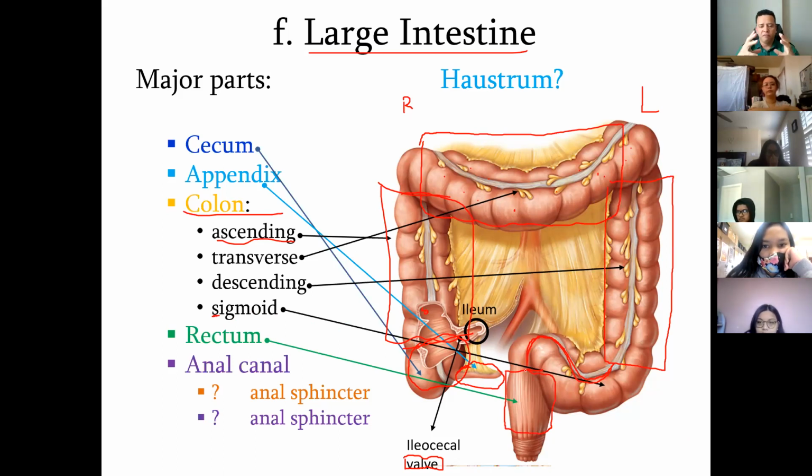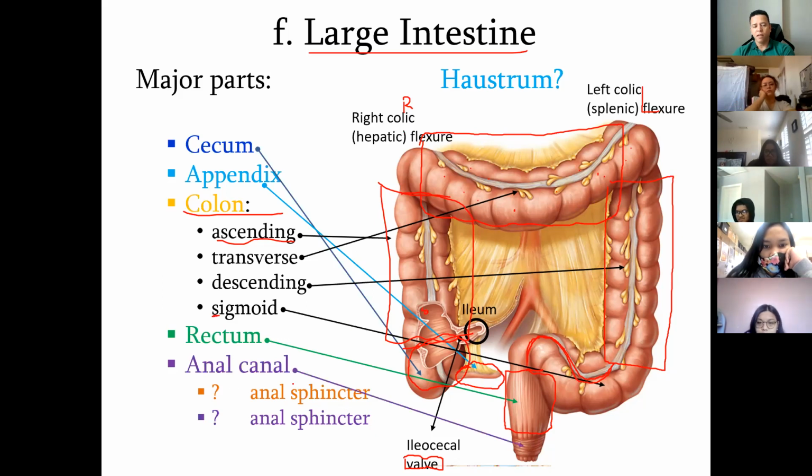Then when we have enough fecal matter in the rectum, the fecal matter is going to pass through the anus. And as it passes through the anus, it's going to pass through two sphincters in the anal canal. We have an internal and an external anal sphincter, okay? These sphincters here are very different. The external anal sphincter is voluntary.